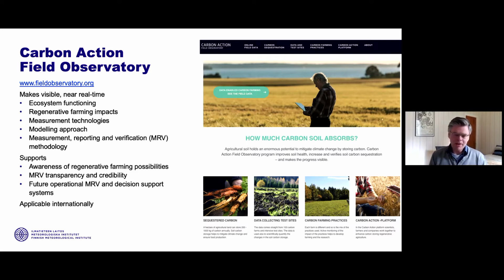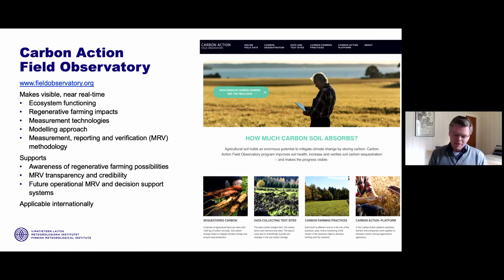We started to develop this Field Observatory because it supports our purposes by increasing the general awareness of regenerative farming possibilities. And it's a very important aspect of these MRV methods that they're transparent and you can trust them. So we think it also supports us by increasing the transparency and credibility of the approach that we're developing.